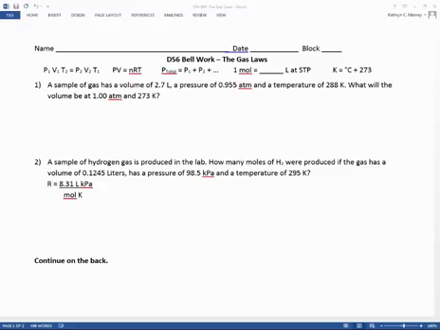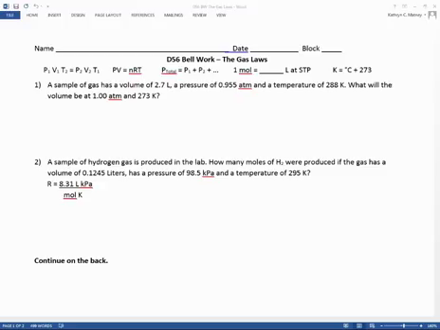Now you write down the equation of P1 V1 T2 equals P2 V2 T1, and we plug in our numbers and solve for our second volume, which is V2. So we're plugging in our 0.955, we're plugging in our 2.7, and we're plugging in our T2, which is 273. And then we're setting that equal to our P2 of 1, and our V2, which is unknown, and our T1, which is 288. That's what my setup will look like.